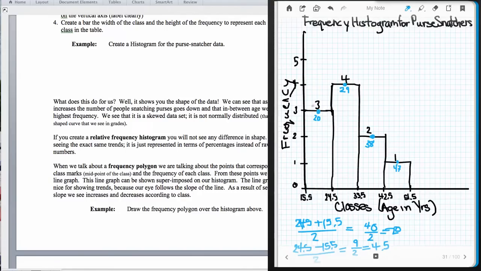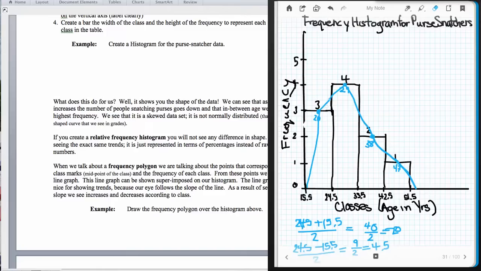Now, once I have the midpoints, what I want to do is I want to create a graph that goes from here, and actually they start down here at 0, and it goes up to here, and then to here, and then down here, and then to here, and then down to here. And that is going to show you the frequency polygon. And the purpose of showing one of those is it gives your eye the shape.